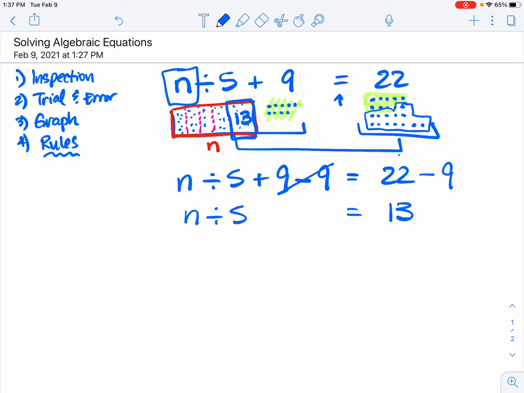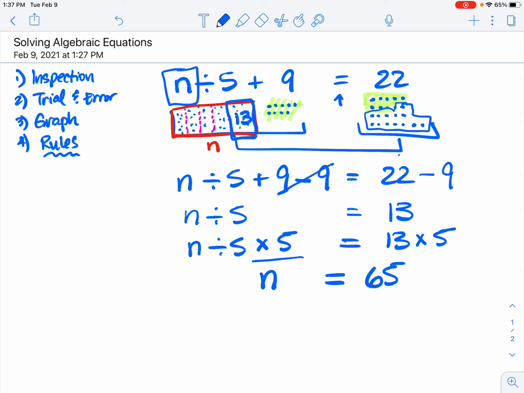Well, I need to multiply this section by 5. So I have n divided by 5. I'm now going to multiply that side by 5 because I am multiplying each little section till I get to that full box, which is 5 times. What I do to that side, I have to do to the other side, right? So now this becomes just n, the full box of n. I have 13 times 5. I have 13 plus 13 plus 13 plus 13 plus 13 in that box. So I have a total of 65 marbles in the full box.